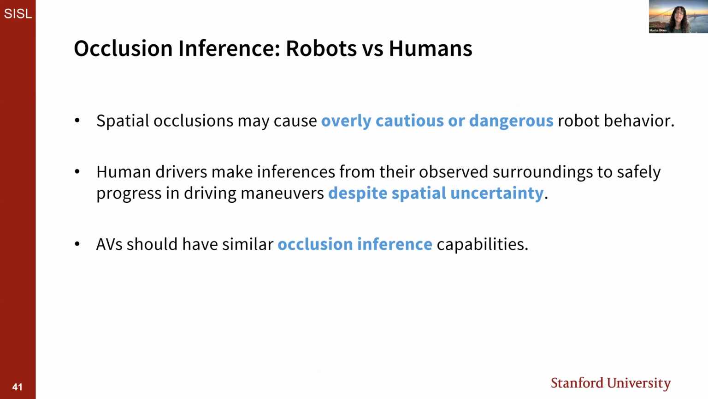Robots and humans currently handle occlusions very differently. Classically, mobile robots may treat occlusions as free space, resulting in dangerous behavior, or occupied space, resulting in overly cautious behavior that may preclude the robot from reaching its goal. Human drivers, on the other hand, make inferences from their observed surroundings to progress in their driving maneuvers, despite this spatial uncertainty. We want to enable robots to have similar occlusion reasoning capabilities.